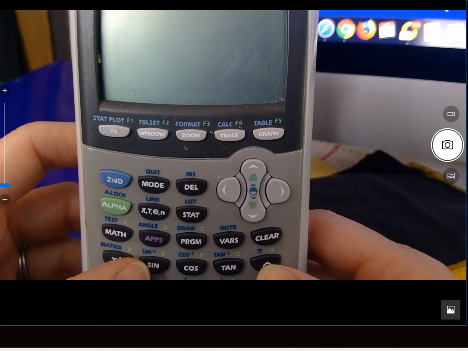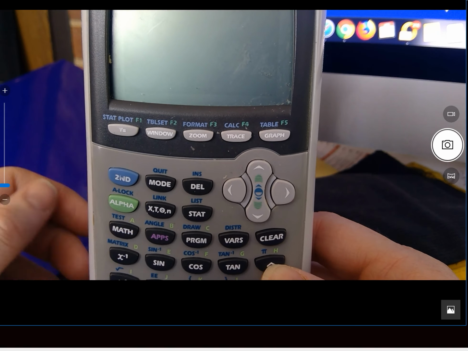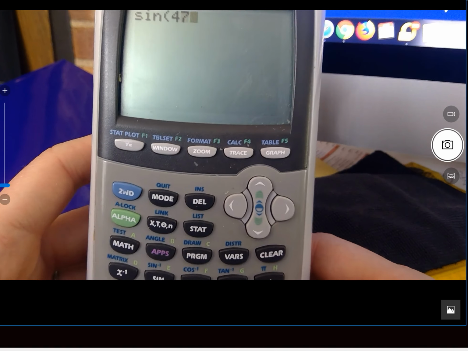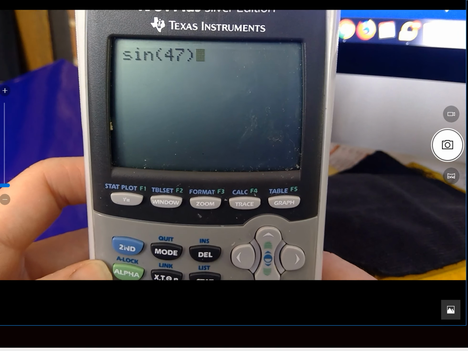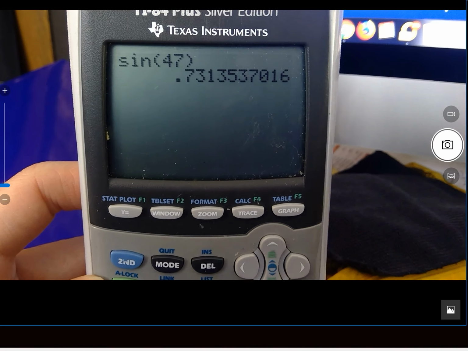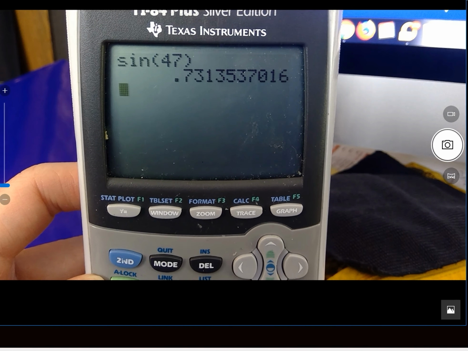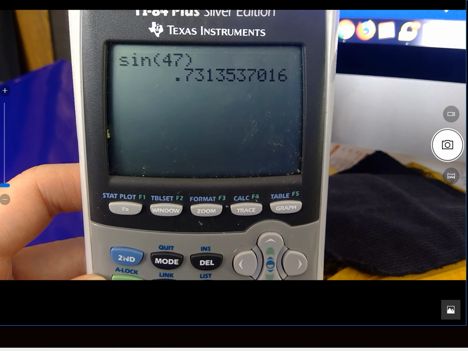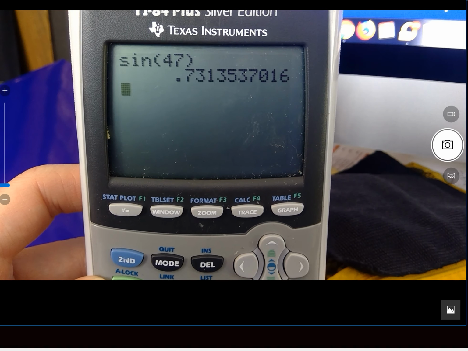So there's your sine button right there. Remember that sine inverse is not 1 over sine. That's the inverse function of sine, and we'll talk about that here in a second. So sine of 47 degrees, what are we going to get? We're going to get some number because I can't find the exact value of that. Sine of 47 is 0.731353716, and we can round it. I'll make sure to tell you what to round it to, okay?